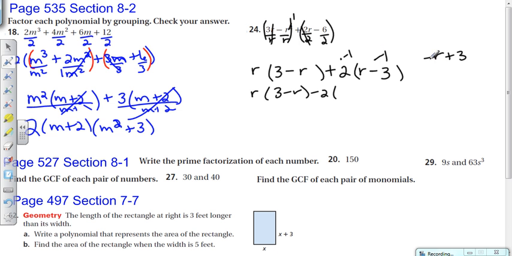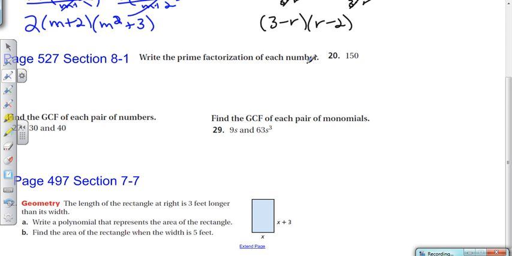If I wrote that the other way around, I could put the 3 first and the negative r last, and now my parentheses match. This is not factored because I have this minus sign outside parentheses. But now in common is a 3 minus r. So I can divide out that 3 minus r. When I divide it out, I'm left with r minus 2.